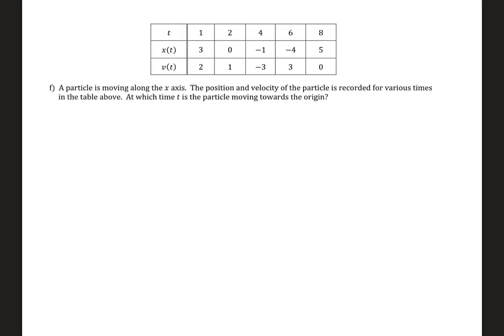Okay, for letter F, they say a particle is moving along the x-axis. The position and velocity of the particle are recorded for various times in the table above. At which time t is the particle moving towards the origin? Just to see what we're doing here, there are two scenarios. The particle could be to the left of the origin, moving to the right, so that would be going towards the origin. Or the particle could be to the right of the origin, moving to the left, and that would also be going towards the origin. That's what we want: towards the origin.